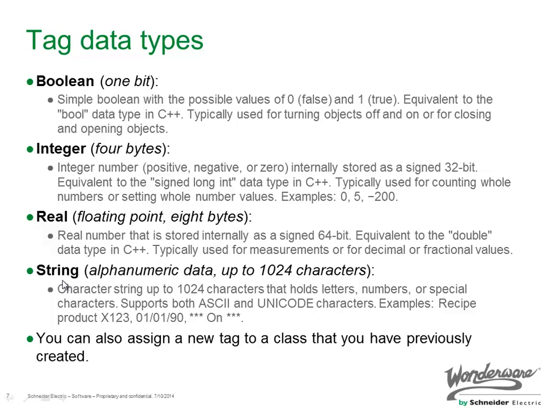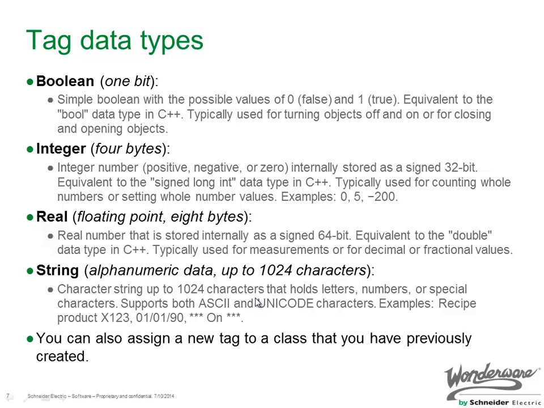Strings are alphanumeric data, and it can hold up to 1,024 characters. And so things like the names of recipes, the names of reports, part numbers that might have more than just numbers in them. Alphanumerics can hold dates. For example, the string star star star space on space star star star could be in there as well. And for those of you who know what this is, it supports both ASCII and Unicode characters.